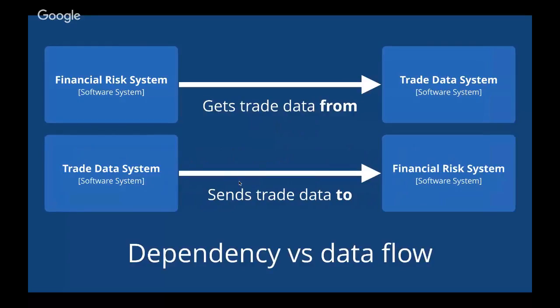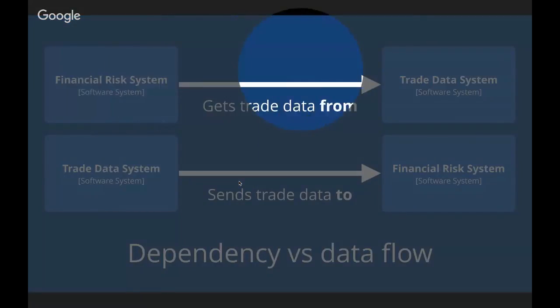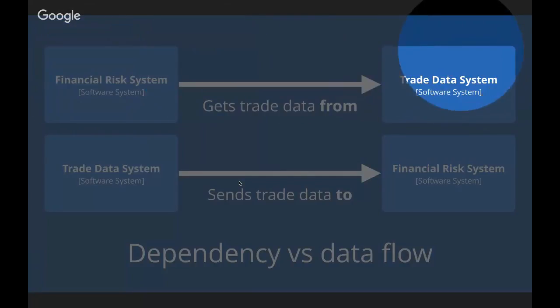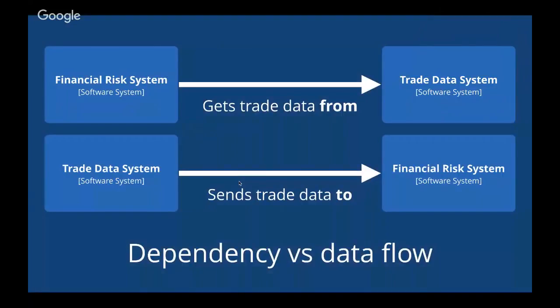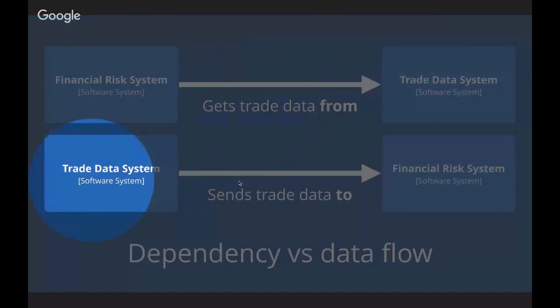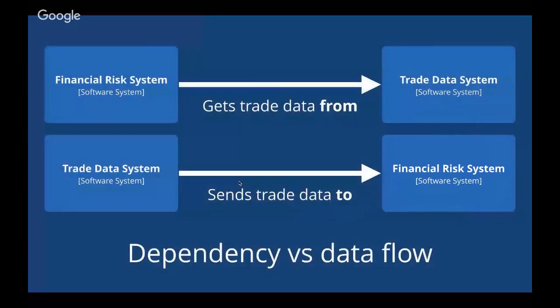So once you start asking people to draw unidirectional arrows, they always ask you which way do you draw the arrows, and it's entirely up to you. So with the architecture charter that I present to people, the financial risk system is essentially getting data from the trade data system. So the financial risk system gets trade data from the trade data system is a very, very good way to write the link between the two systems. You could also express the same link by flipping it on its head. So you can say that the trade data system sends trade data to the financial risk system. So you can talk about dependency or data flow. It's entirely up to you.